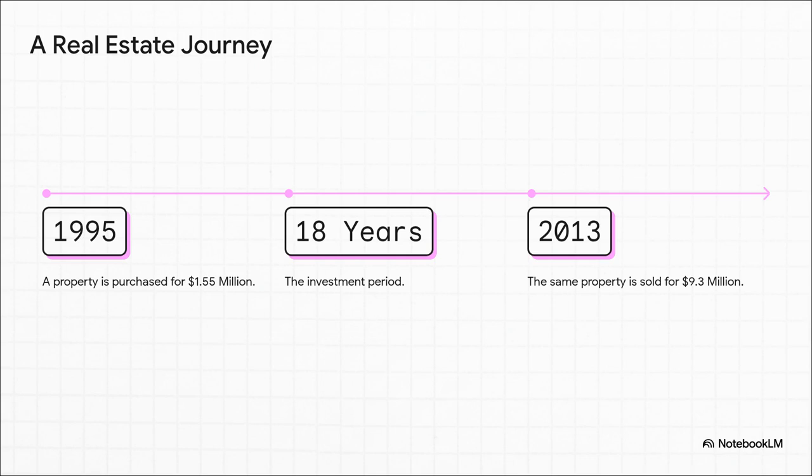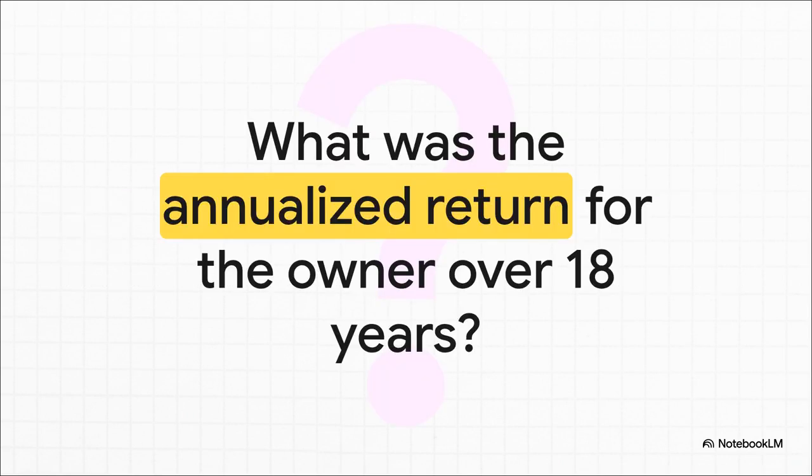Okay, so this formula is awesome for looking forward. But what's really cool is that you can also use it to look backward and understand what happened in the past. Take a look at this real-world example. Someone buys a property back in 1995 for $1.5 million. Then, 18 years later, in 2013, they sell it for $9.3 million. Pretty nice profit. But here's the question. What was the actual annualized return on that? You know the beginning and the end, but what did that work out to year after year on average? How do you calculate that?